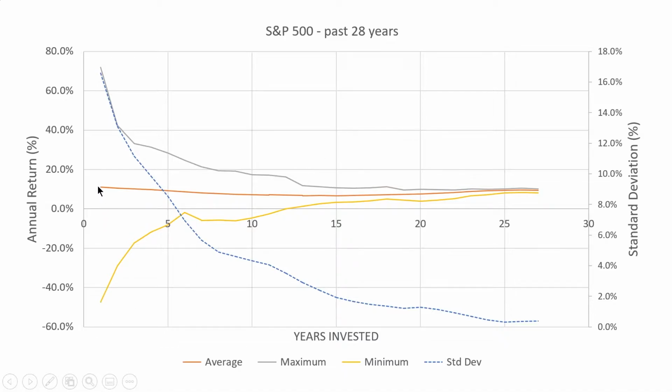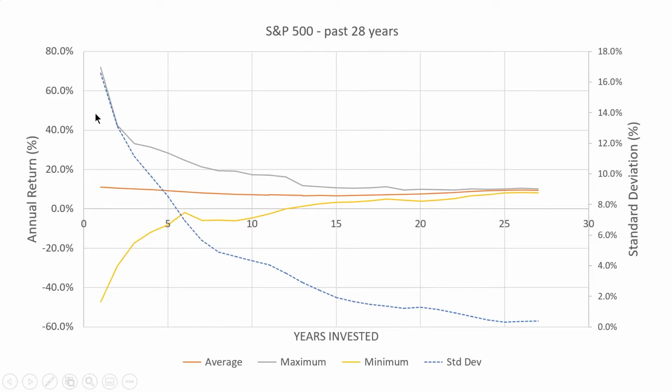This is what they are missing in those quizzes normally. If I have the Standard & Poor's for the past 28 years, and I plot the average, this is years invested. So you see here 5, 10, 15, 20, 25, and this is the annual return. So if I stay invested for 1 year, across all the combinations of 1-year periods that I have in the past 28 years, my return is going to be roughly 10%. And you see that the return doesn't change much the longer or shorter I stayed invested.